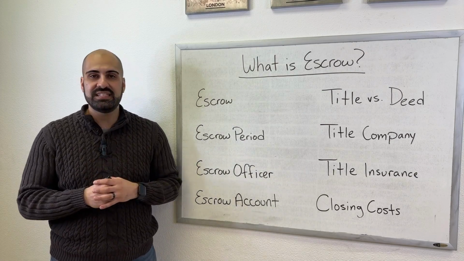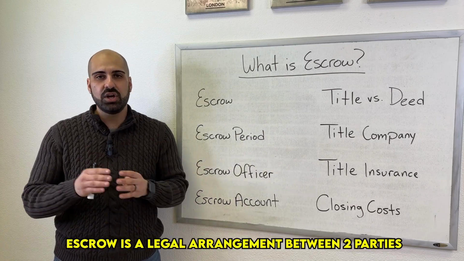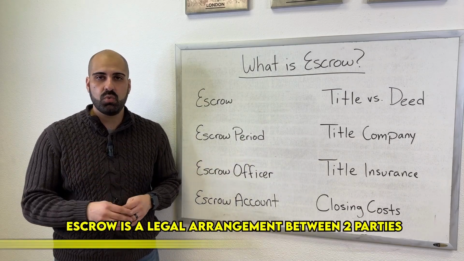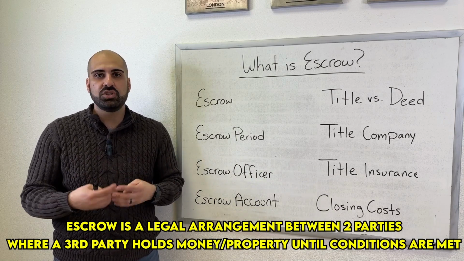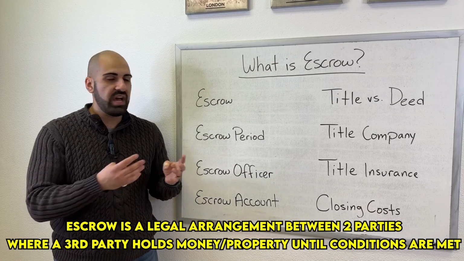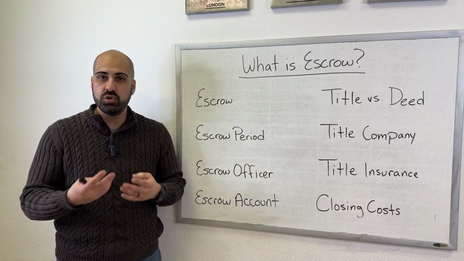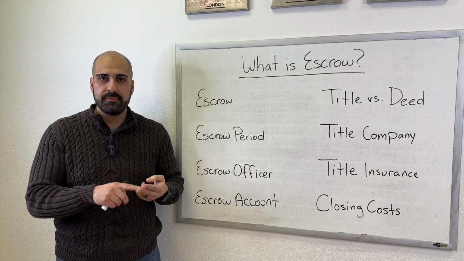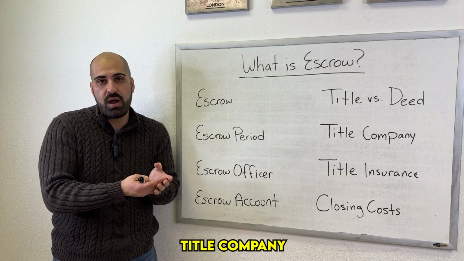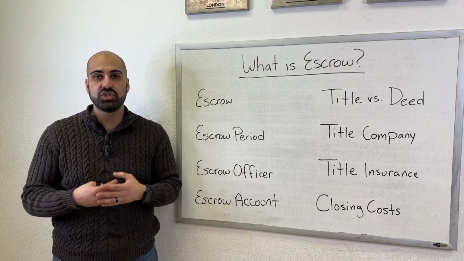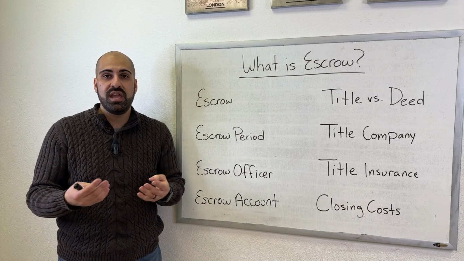So first, let's look at the idea of what escrow is. A good definition would be, escrow is a legal arrangement between two parties where a third party comes in and holds their property and or money until certain conditions are met. So let's apply this to real estate. Escrow for us would be a legal arrangement where two parties, a buyer and a seller, come in and they have a third party, a title company, that holds property and or money until certain conditions are met. Those conditions for us would be the rules set forth in the purchase agreement.